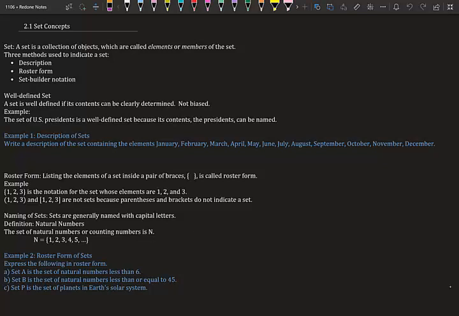If I said the set of best luggage, that's not well defined because who knows what's best? Maybe you want a hard case, maybe I want a soft case. We don't know what's best. So as long as it's not biased, it's a well-defined set.